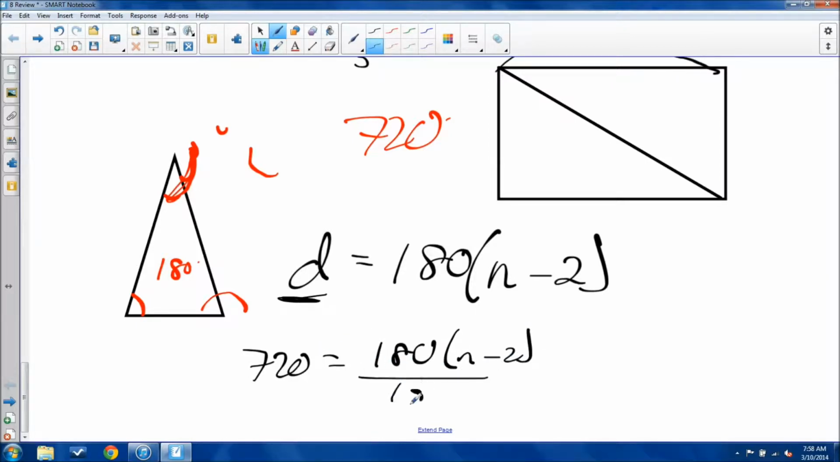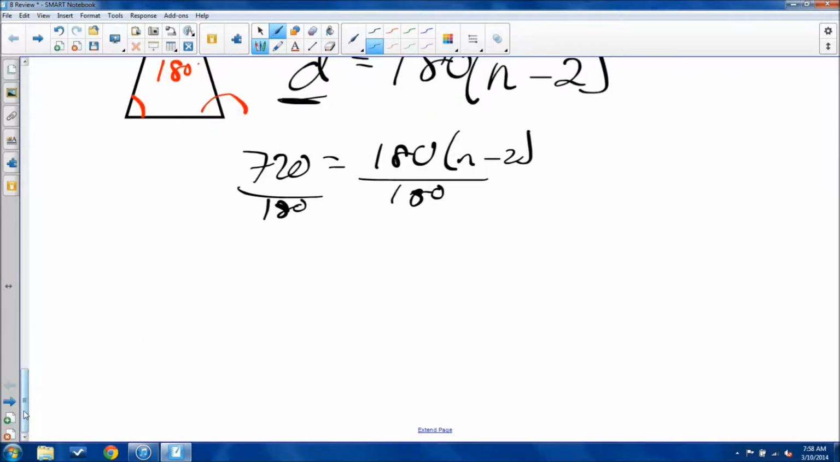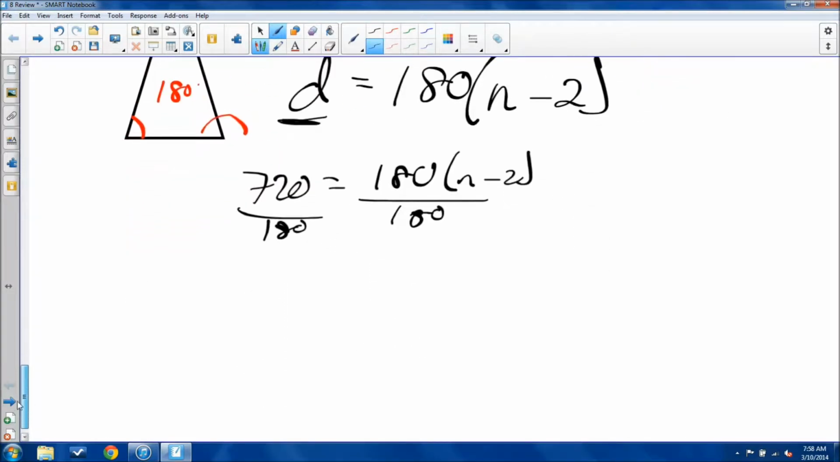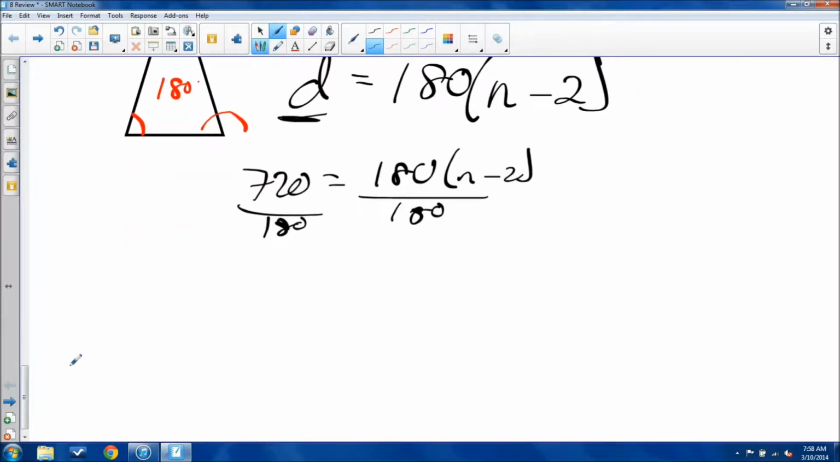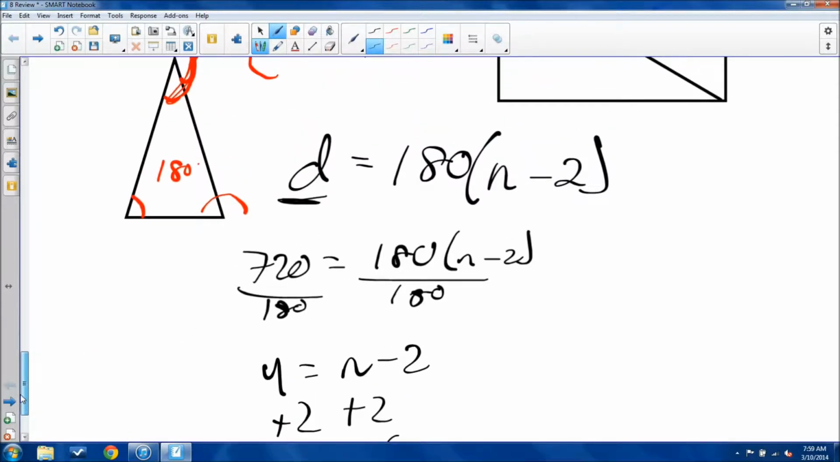We divide both sides by 180. We do this mathematically because we're trying to solve for n, but we do this in theory because we're saying, okay, we have some amount of triangles. I want to figure out how many triangles there are. If all triangles add up to 180, and I divide this by 180, then how many triangles do I have? 720 divided by 180 is 4. So 4 is n minus 2. And we know that the number of sides in your shape is always 2 more than the number of triangles. That's why we add 2 to both sides. So n is 6. So it's a 6-sided shape, or a hexagon.